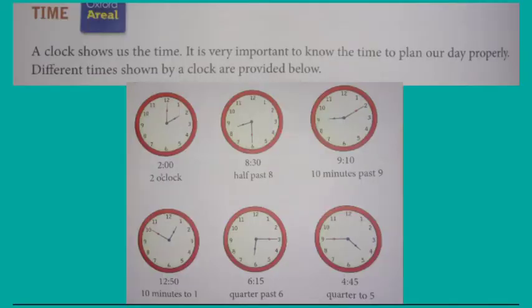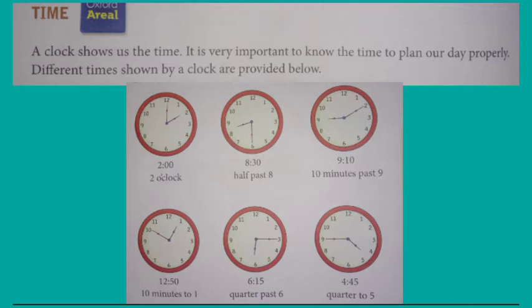Time. A clock shows us the time. It is very important to know the time to plan our day properly. Different times shown by a clock are provided below. In picture 1 it is showing 2 o'clock. In picture 2 it is showing 8:30, that is half past 8.